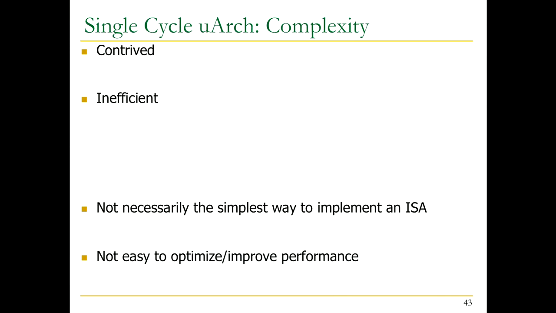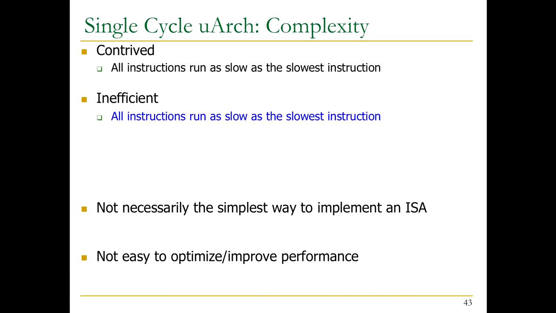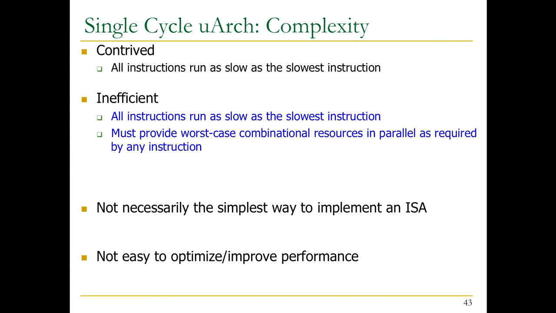So basically, to bury a dead architecture, finally, single-cycle microarchitecture is not only complex, but also contrived, because of this reason. All instructions run as slow as the slowest instruction. It's inefficient because of that reason. And you must provide the worst-case combinational resources required by any instruction in parallel. That's why we need 3 adders. That's why we need 2 memories, because that's the worst-case requirement, because you do everything in a single clock cycle.